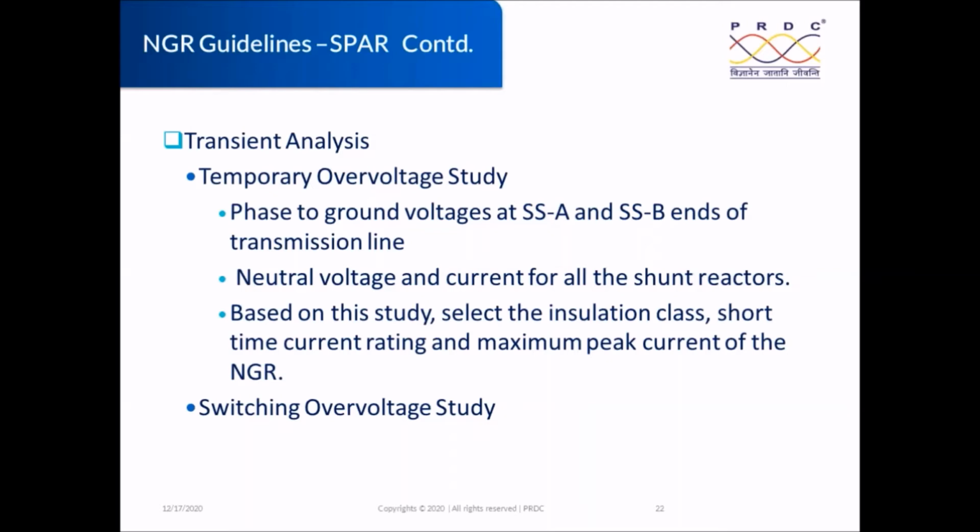Because from the design point of view, we have to consider a long duration, 1 second or 10 seconds generally, which is the short time rating, right? So we can select the surge arrestor rating based on that particular voltage value.